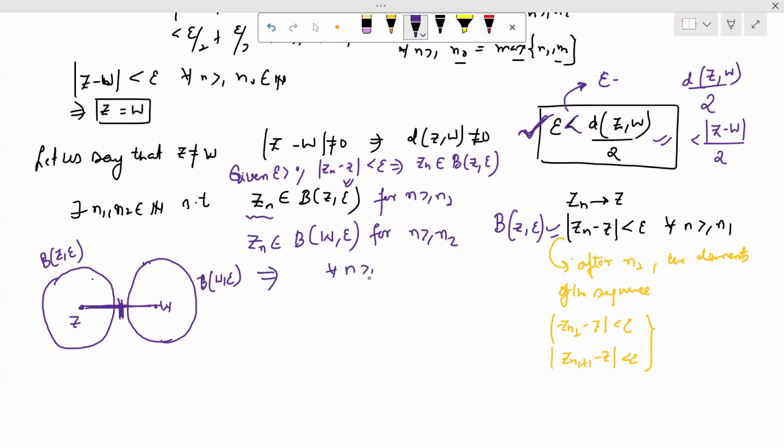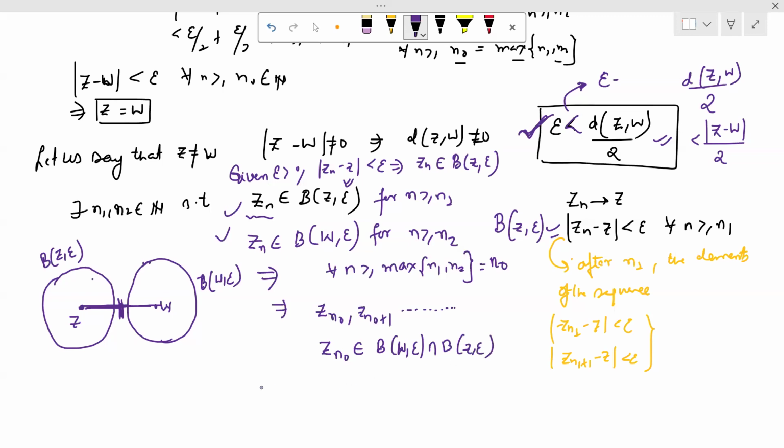Now it implies that for all n greater than or equal to the maximum of n1 comma n2, let us say this equals n naught. What does it mean? It means that now the elements of the sequence, that is Zn naught plus 1 and so on and so forth, will be contained in both of them. That implies that, just for example, Zn naught will be contained in both the open balls.